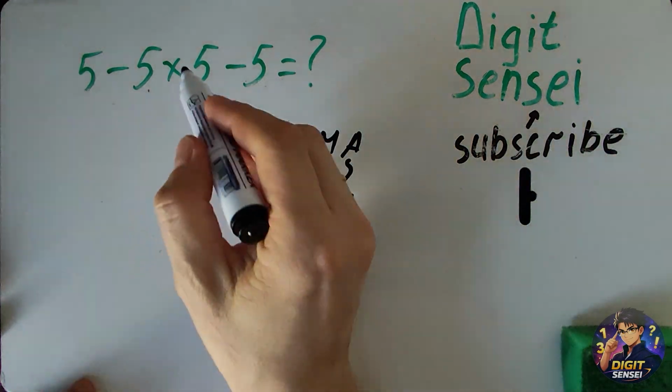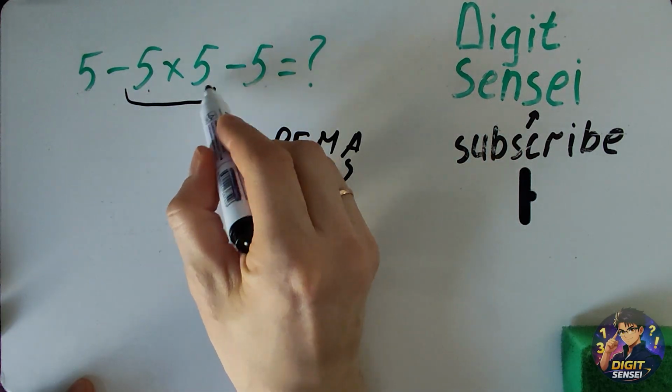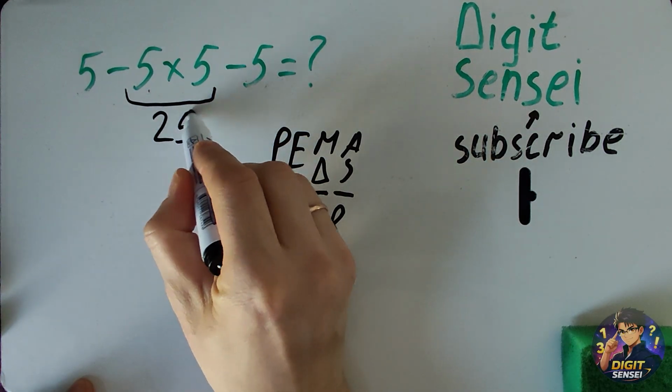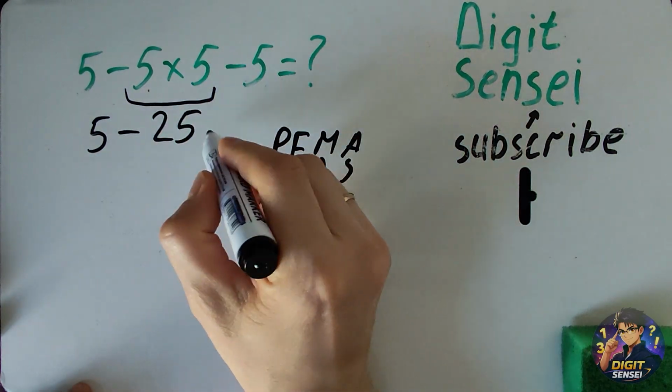So first we have to do this multiplication. 5 times 5 equals 25. So 5 minus 25 and then minus 5.